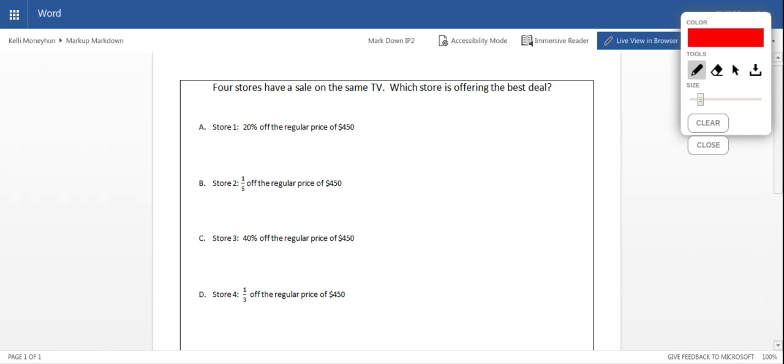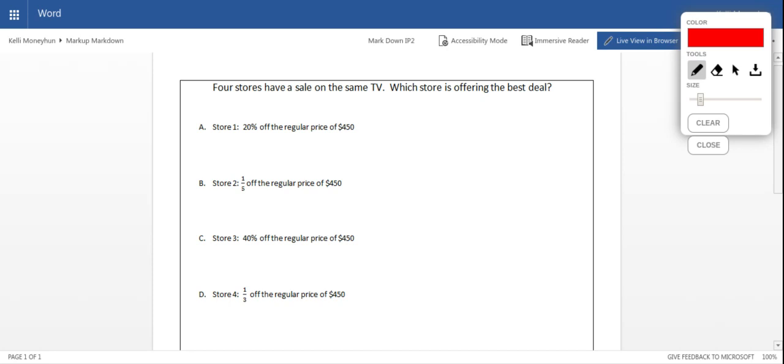Hey guys, so today we're talking about markdown with percents. It's exactly the opposite of markup. Okay, so it's stuff we've been doing, you know how to do it: set up your percent proportion, solve the proportion, and then since this is marked down, instead of adding after you're done, you're going to subtract from the original cost.